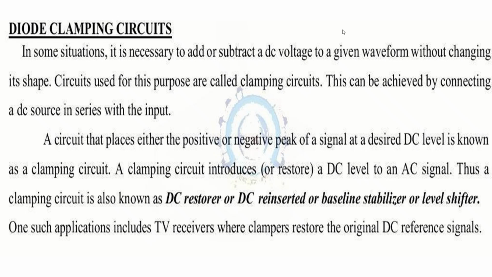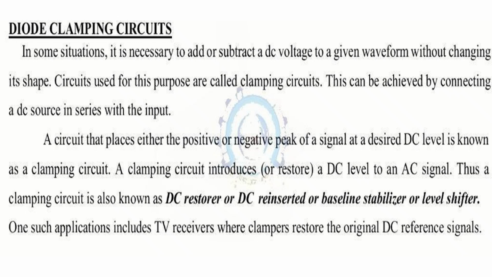What do you mean by a clamping circuit or clamper? A clamping circuit is basically a level shifting circuit or DC restorer. In some cases, we have to add or subtract a DC voltage to a given waveform without changing its shape. In the case of a clipping circuit, the wave shape is altered, but in the case of a clamping circuit, the entire waveform that appears at the output, its peak to peak voltage, remains the same.